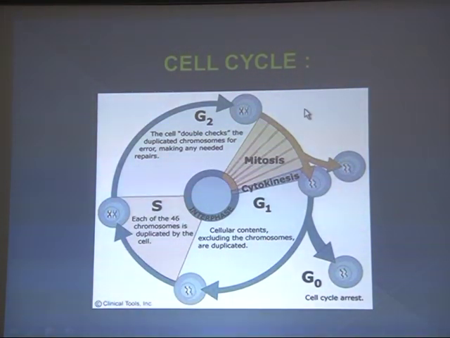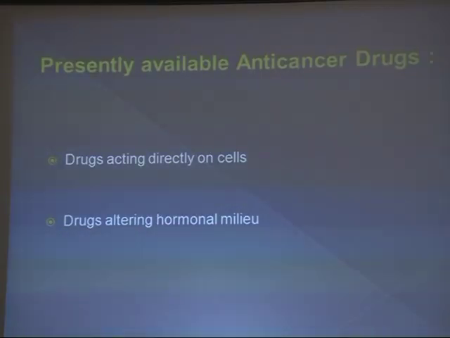Why is the cell cycle important? Because what we know, cancer is a rapid multiplication of the cells. If we know the cell cycle, we know where the cell cycle should be arrested, because we want to arrest this rapid multiplication of the cells with the help of the drugs. Now coming to the core of this chapter, presently available anti-cancer drugs can be divided mainly into two types. Drugs acting directly on the cells and drugs acting on the hormonal milieu.